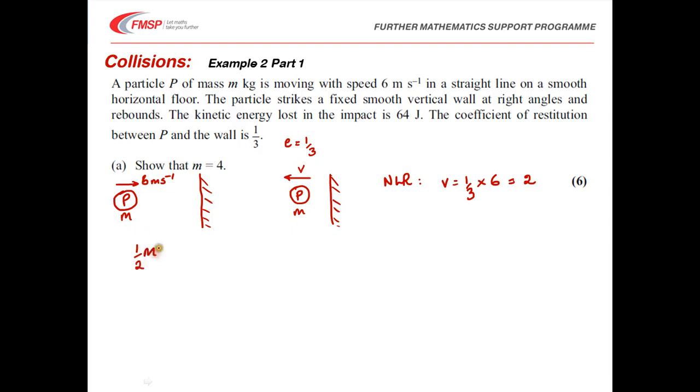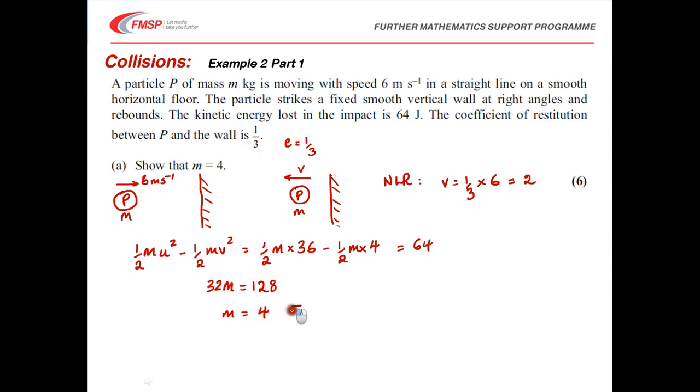The loss in kinetic energy is half mu squared minus half mv squared, just as it was in the previous question. And we know that that's going to be half m times 36 minus half m times 4, and we know that that's equal to 64 from the question. A little rearrangement on that gives you 32m is 128, and you can divide through by that to show that m is indeed 4.